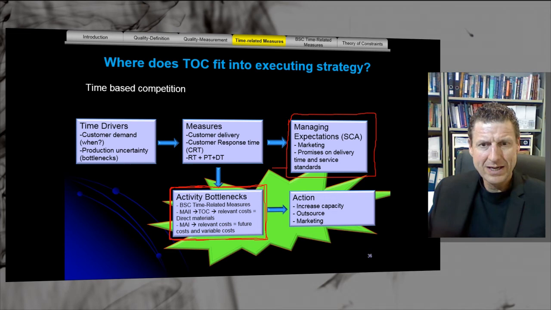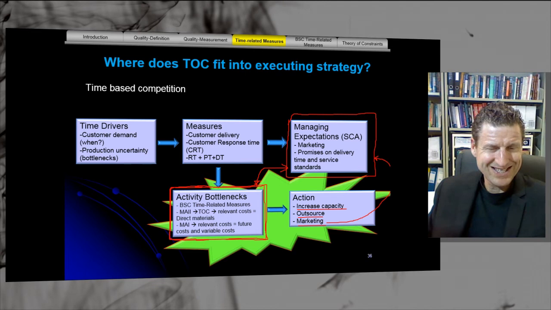But at the end of the day, we are trading off. We are trying to manage expectations, and we're trying to provide capacity. At the end of the day, we may have to increase capacity, we may have to outsource, or we may have to do more marketing. Why? Marketing is all about managing expectations. Yes, you got that, all right. Or trying to re-represent missed expectations of prior poor service.